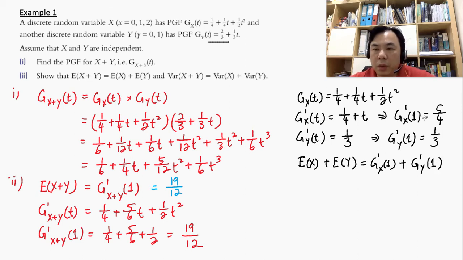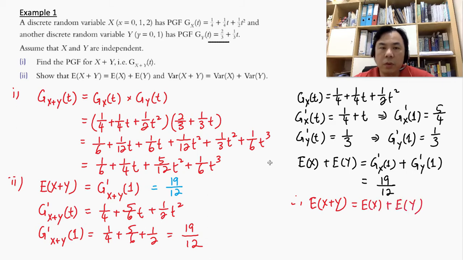From here, we have already obtained the numbers: 15, 19. So it's actually 19 over 12, which actually matches this. Therefore, we can conclude that the sum of the expected values is the same as the sum of your individual expected values, of course, given that X and Y are independent, right? Okay, so I hope that is clear for the first part.